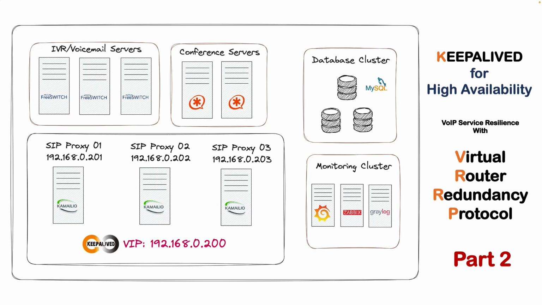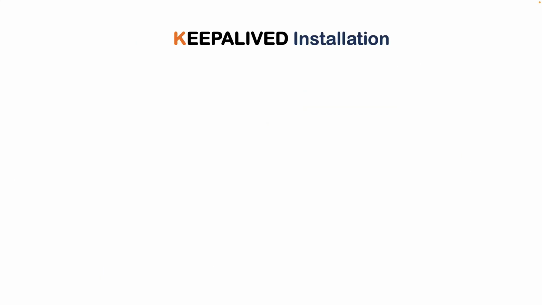In the last video, we talked about KeepAlived and VRRP. I have explained what VRRP is and how we can use KeepAlived to make our service highly available. If you have not watched part 1, you can find the link in the video description. In this part, I'll show you how to install and configure KeepAlived.